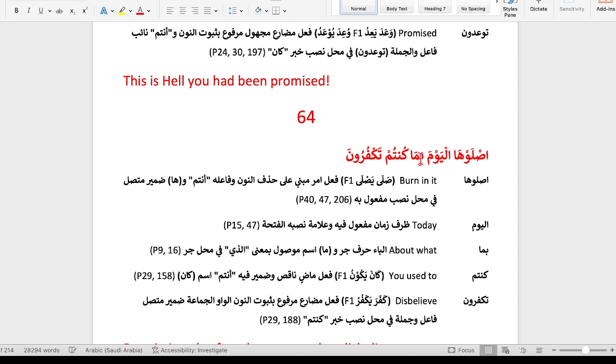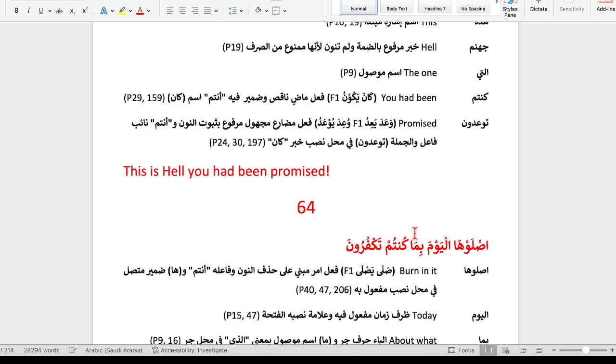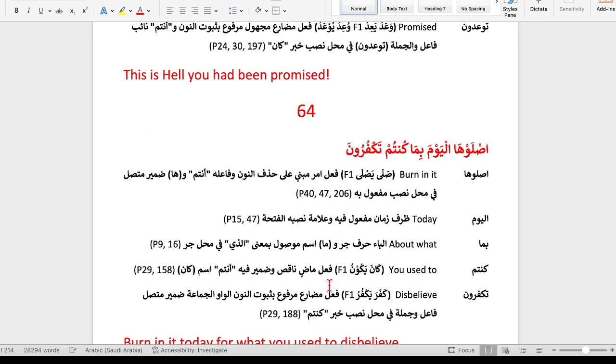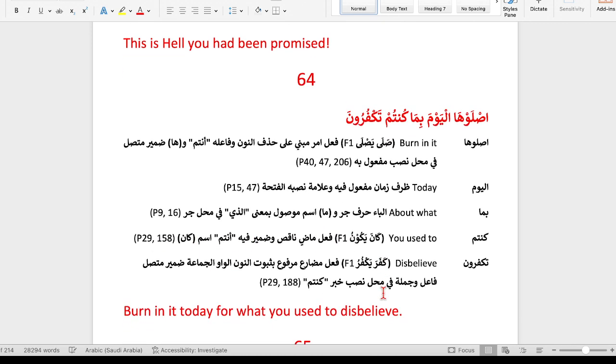Bima, harfu ba is harf of jar, ma is ism majroor. So it is jarun wa majrurun. Bima, about what. Kuntum has come again, same like the previous verse. Kana yakunu, I just showed you in the previous verse how kana changes to kuntum for antum. So it's the same detail here. Takfuruna, this verb has come again, it has come before. Kafara yakfuru, so yakfuru changes to takfuruna.